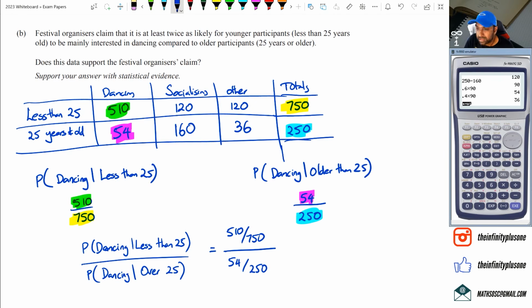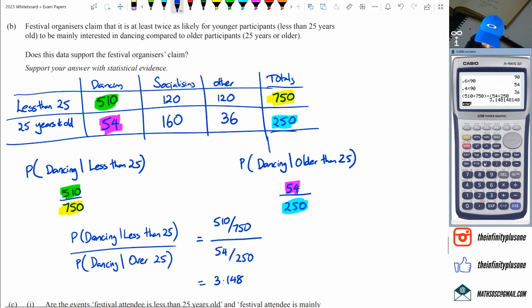When we work this out in the calculator, we put in a bracket, 510 divided by 750, close the bracket, divided by 54 over 250. Now this is giving me 3.148. That definitely supports the claim because it said at least twice. So we can say the data supports the claim as 3.148 is greater than 2.